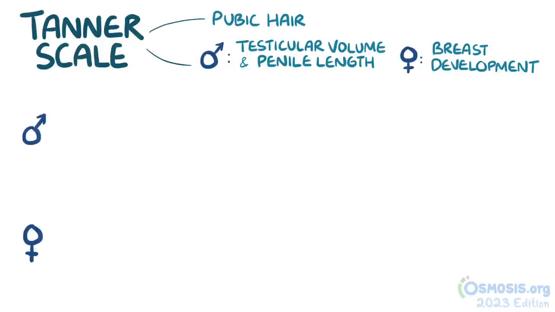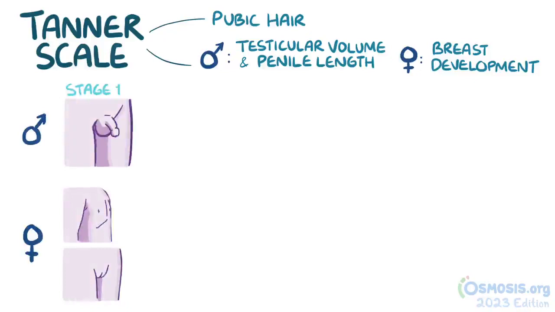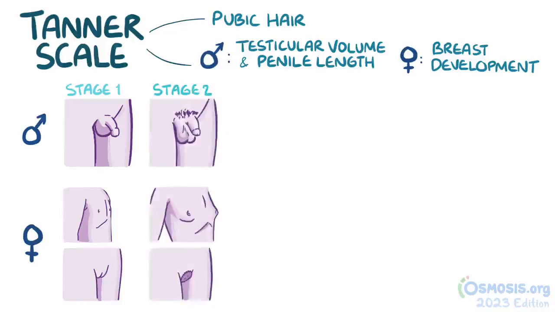There are 5 stages. In stage 1, the prepubertal stage, no pubic hair is present in either sex. Males have a small penis and testes. Females have a flat chest. In stage 2, pubic hair appears. There is a measurable enlargement of the testes, and breast buds appear.